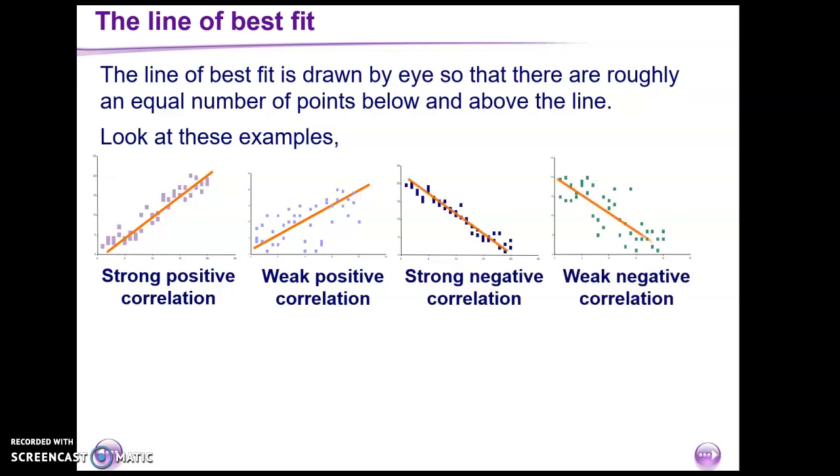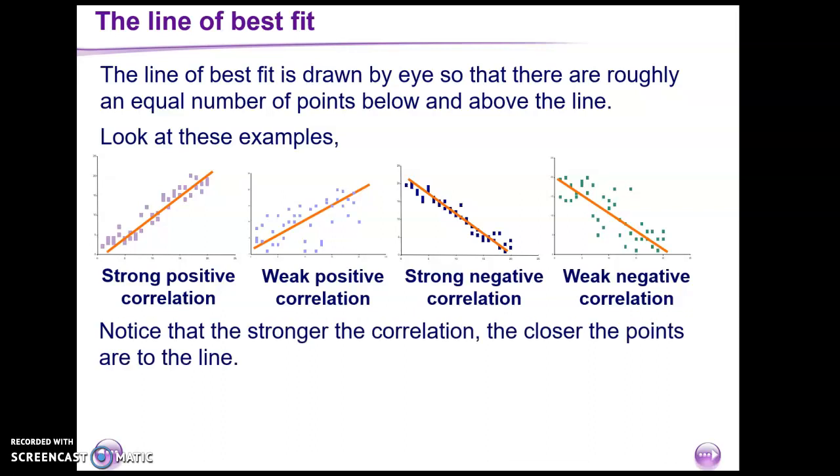a weak positive correlation, a strong negative correlation, and a weak negative correlation. As you can see from it, the stronger the correlation, the closer the points are to the line.